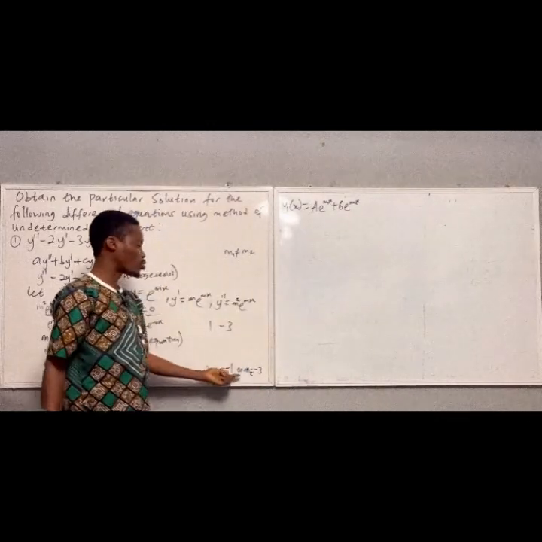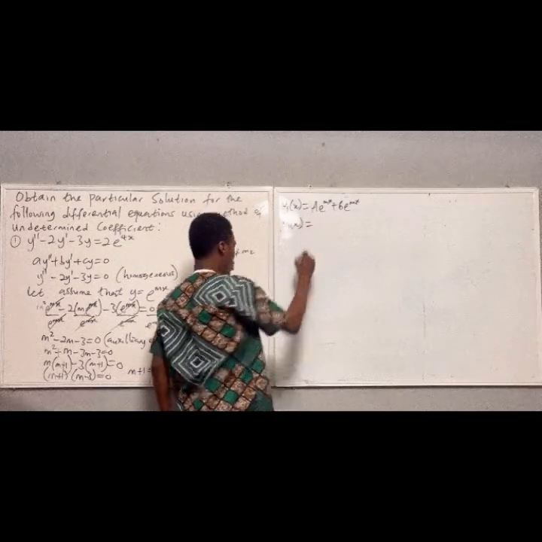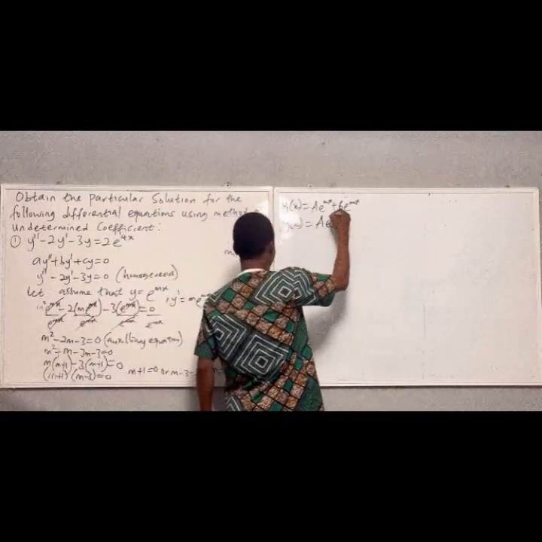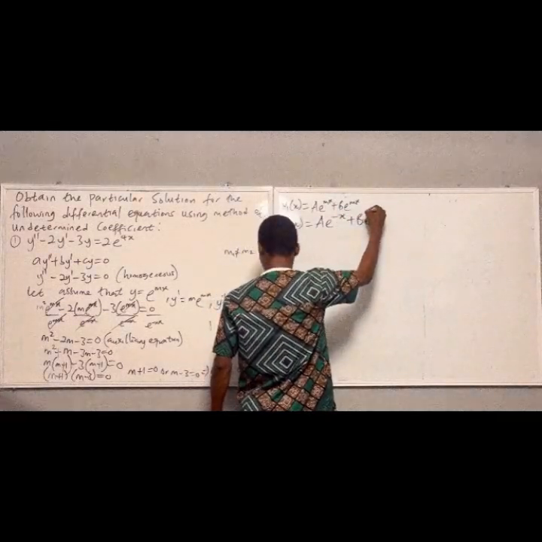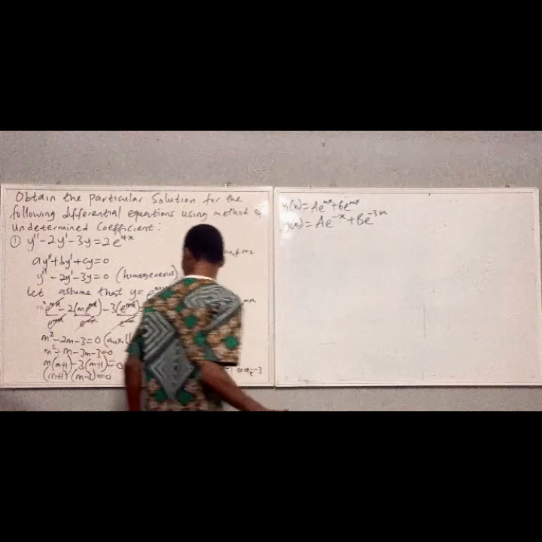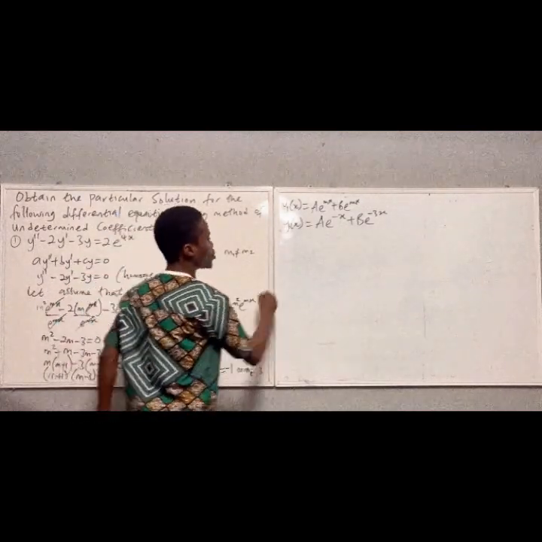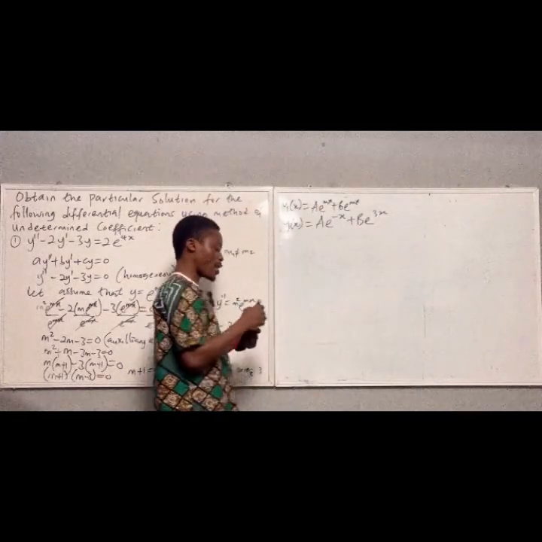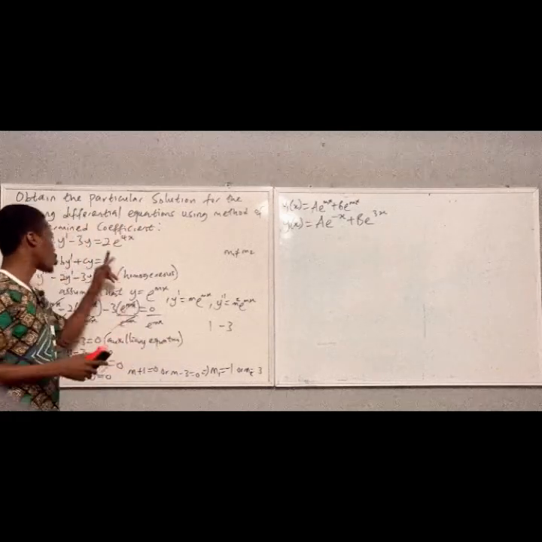You can see that -1 is not equal to 3. So I'm going to have y of x is equal to, whenever I see m, I put -1. A exponential minus x plus B exponential 3x. This is 3, m is equal to 3. So it means I have solved the homogeneous part. That is, our g of x is equal to 0.